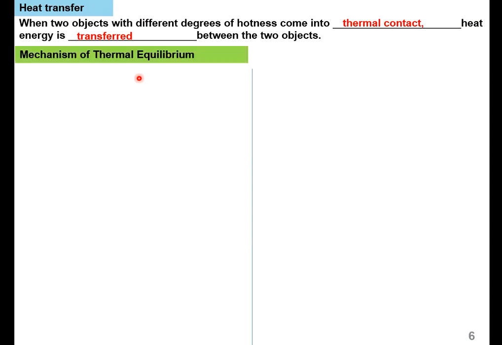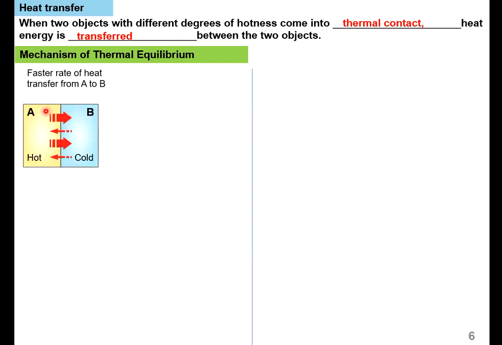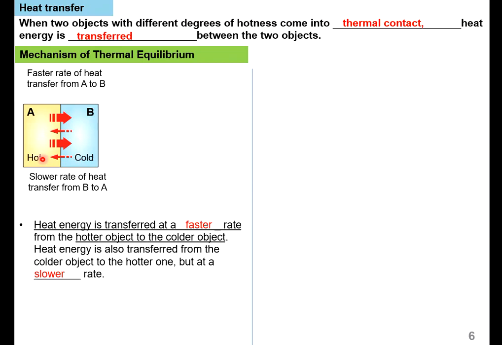All right, mechanism of thermal equilibrium. If I have two objects, object A, which is a hotter object, and object B, which is a colder object, in thermal contact with each other, there is a faster rate of heat transfer from A to B. A, because it's hotter, will transfer more heat towards B. But B will also still transfer heat to A, at a slower rate. So heat energy is transferred at a faster rate from the hotter object to the colder object, and heat energy is also transferred from the colder object to the hotter object, but at a slower rate.